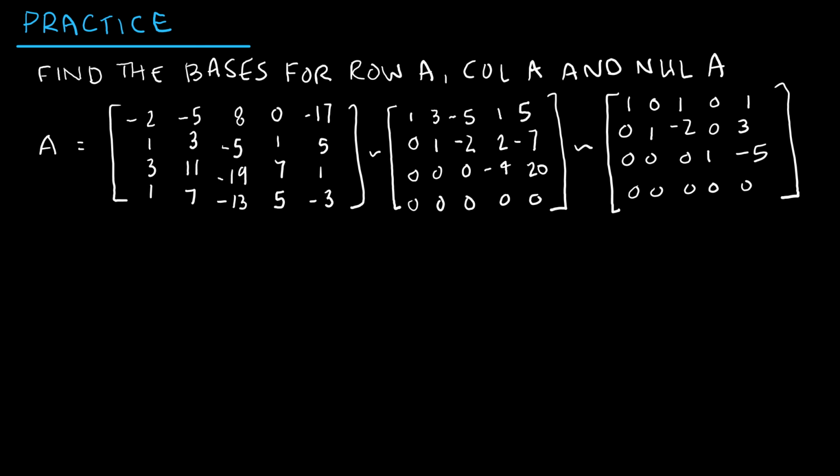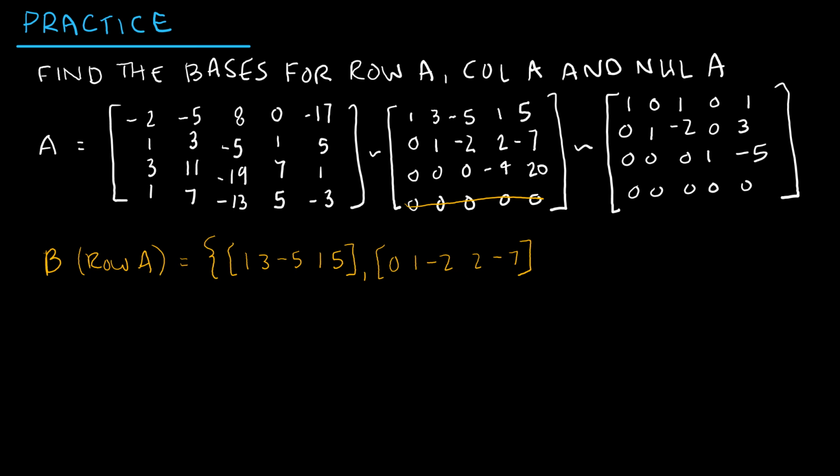So again, if I'm looking for the basis for the row space of A, I'm looking at the echelon form and just getting rid of any rows of zeros. So my basis for the row space of A is all of the rows that are not all zeros. So that is going to be 1, 3, -5, 1, 5, 0, 1, -2, 2, -7, and 0, 0, 0, -4, 20. So again, I'm looking at echelon form when I write my basis for the row space of A.